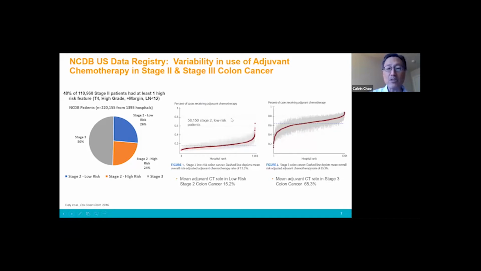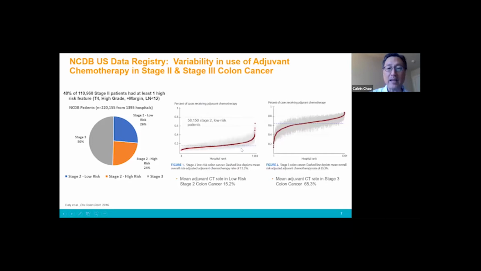But when we look at stage 2 patients in the middle graph, we can see that there's a wide variety. Here, 1,383 hospitals were looked at to see what proportion of patients actually get chemotherapy in stage 2. It's as low as below 10% to as high as maybe 40 or almost 50%. And so the average is probably around 15%.